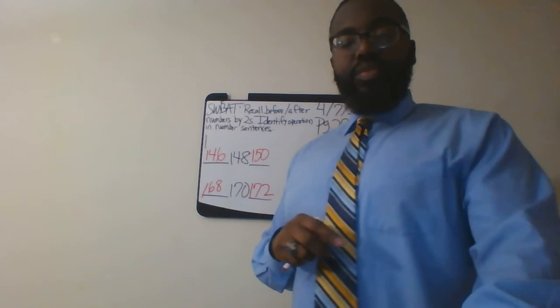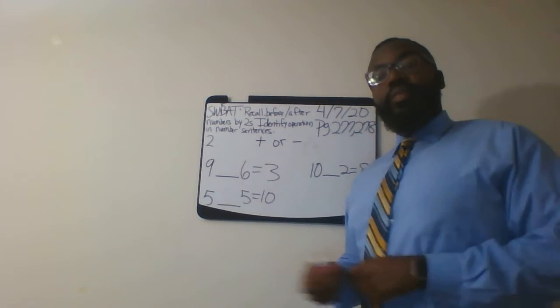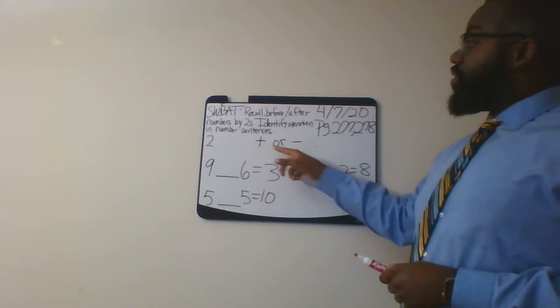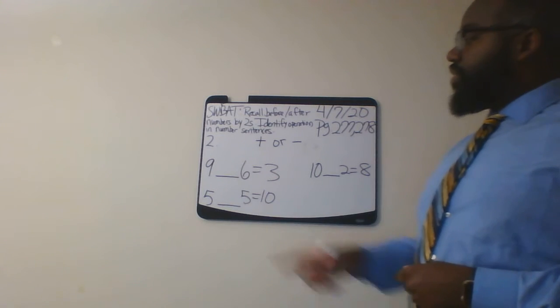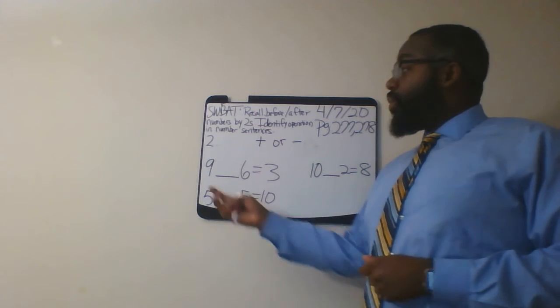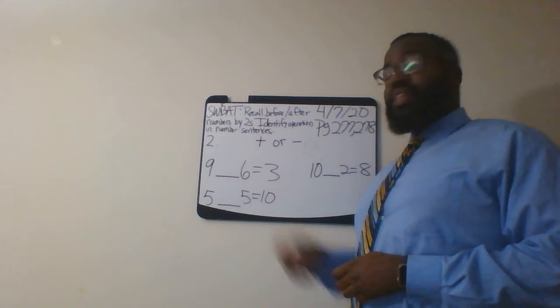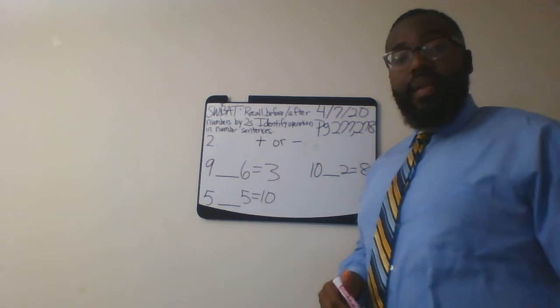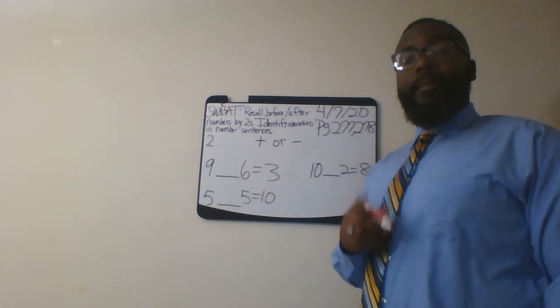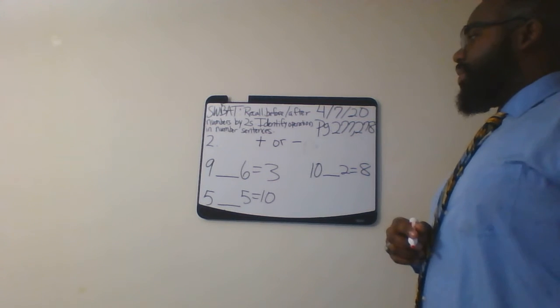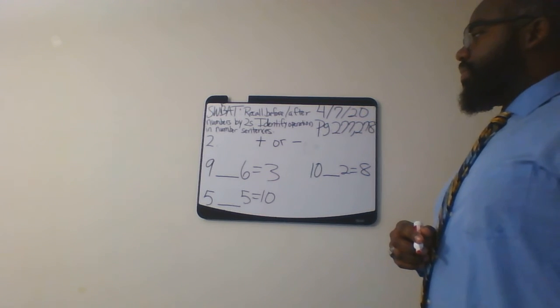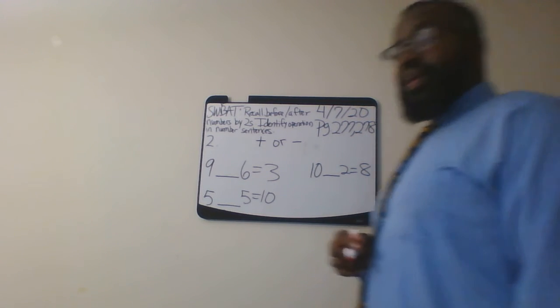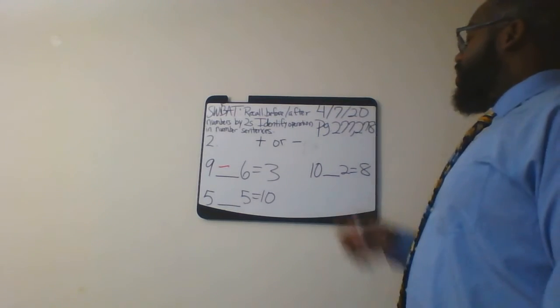Now let's look at number two. Number two wants us to write the missing plus or minus sign. Let's look at a few examples that we have for number two. We have 9 blank 6 equals 3. So is it 9 plus 6 or 9 minus 6? I'll give you 3. Great, 9 minus 6. Okay, let's go over to the next one.